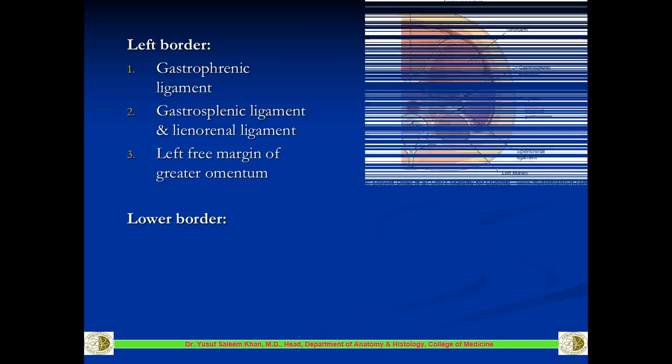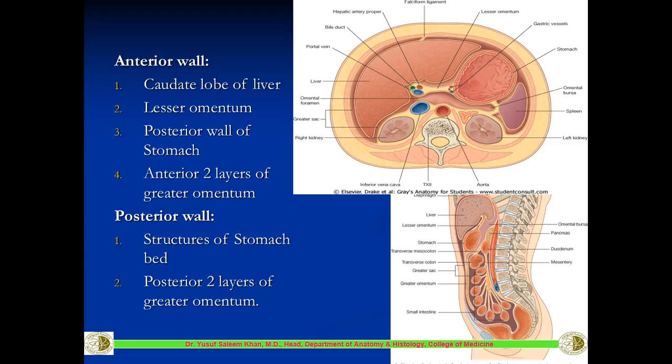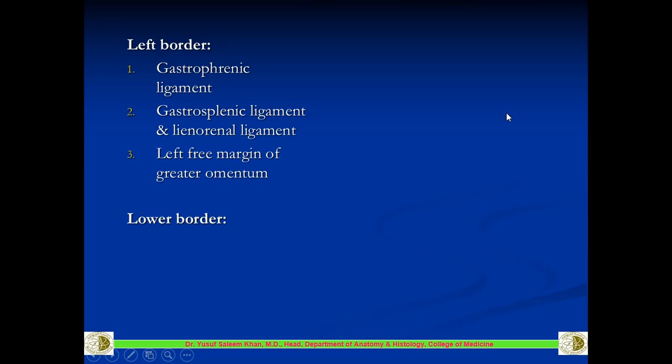Coming to the left border. So the left border is a very important border here. You can see in this picture also, this is the left border, and here is the right border. So the left border is totally closed, except we have the right border which is free, which is called the epiploic foramen. The left border is closed. How is it closed? By very important ligaments which are holding the spleen in its position.